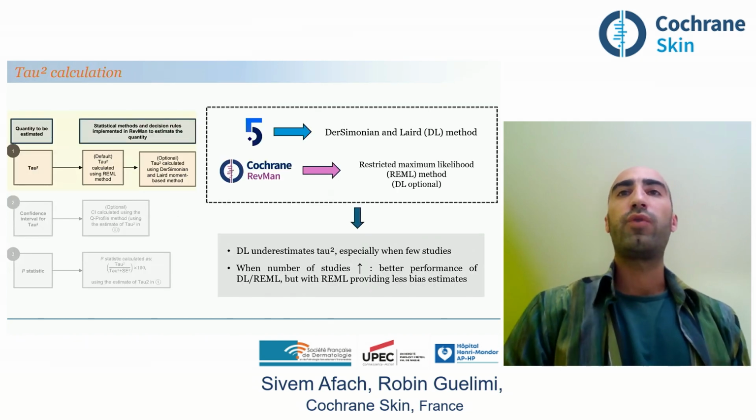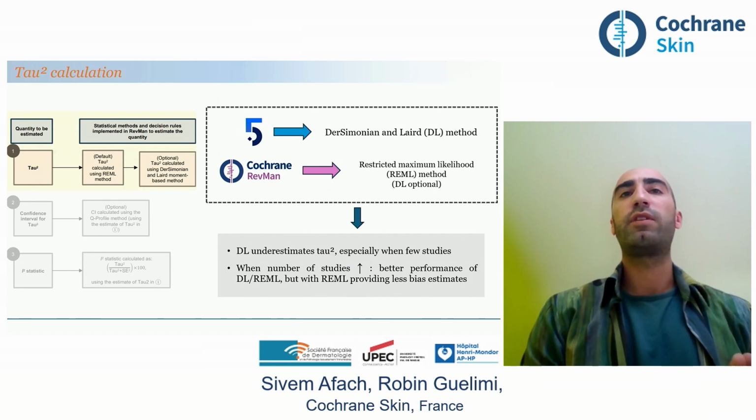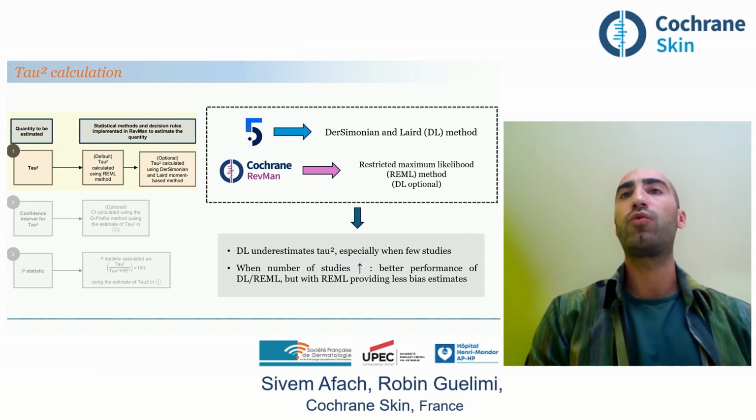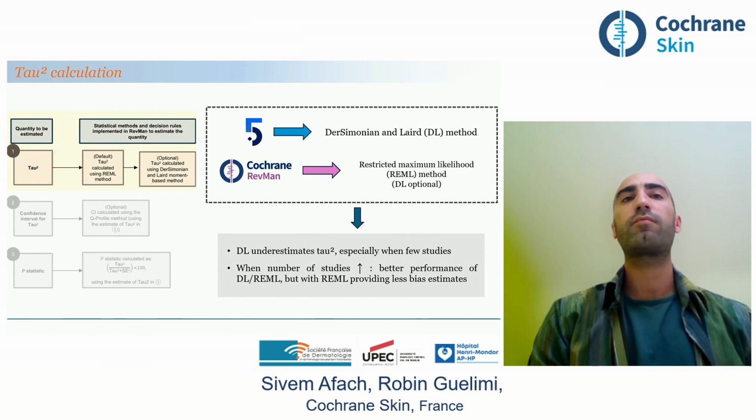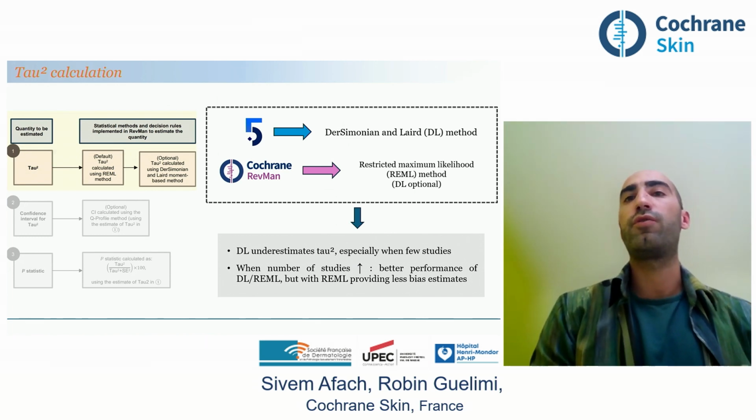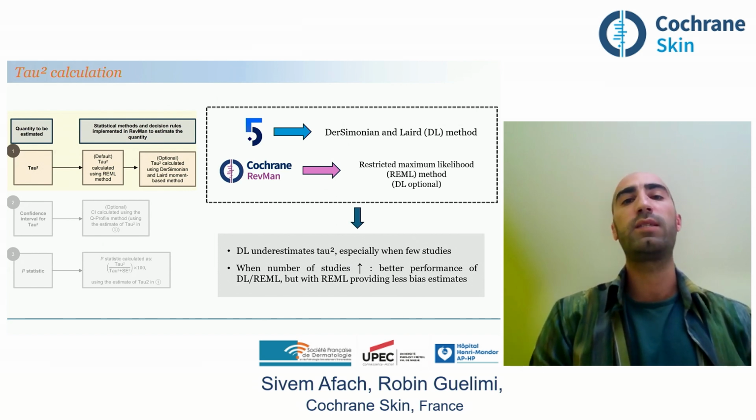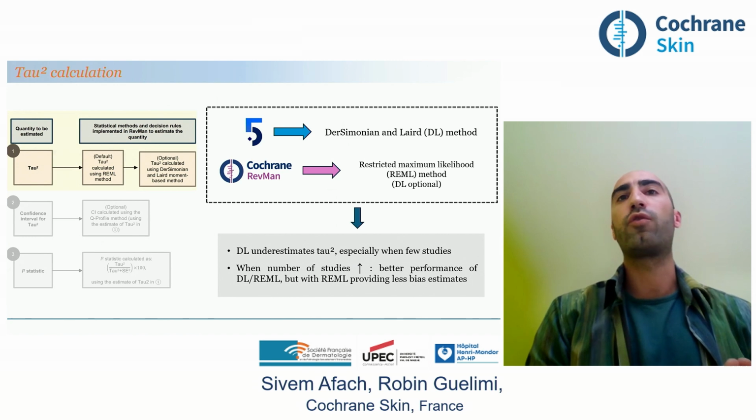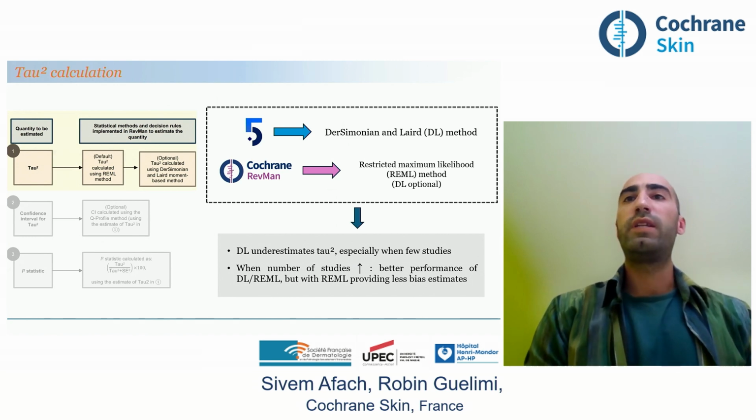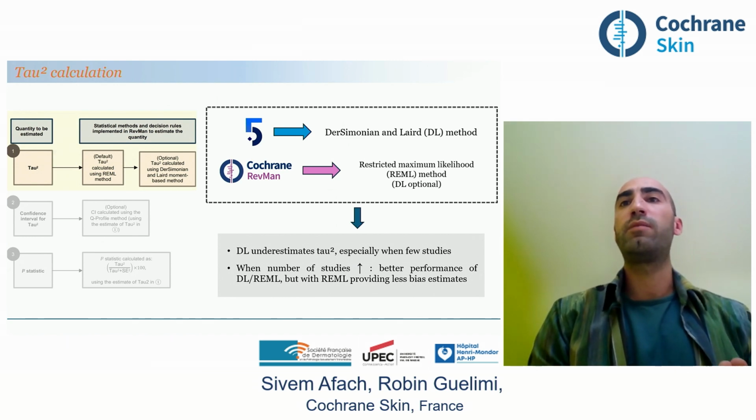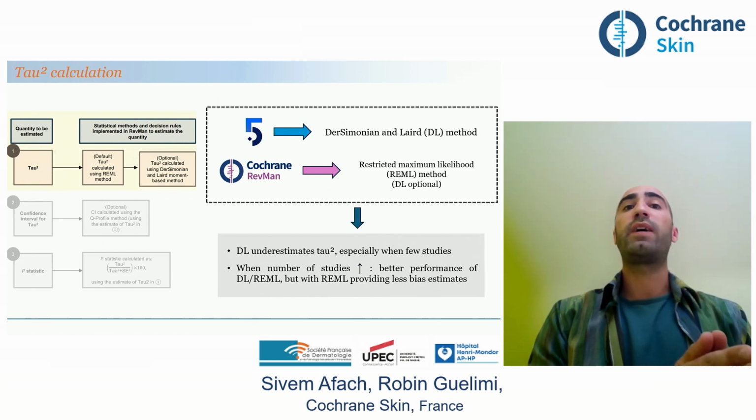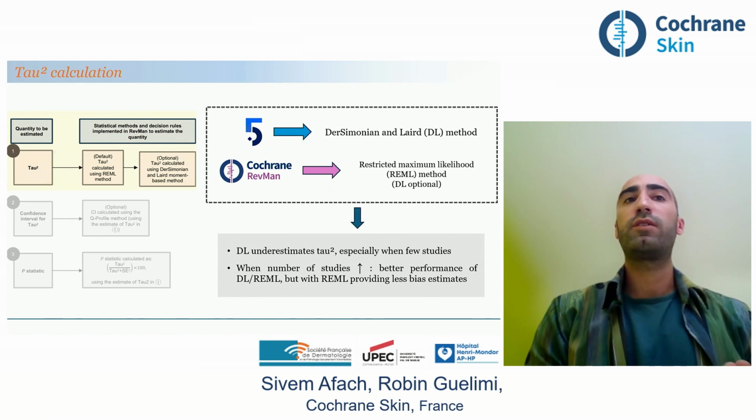Before 2024, the only method available in RevMan for the estimation of tau square was the DerSimonian and Laird method. But this method has been shown to frequently underestimate tau square, especially in the context of few studies, which is generally the case in a majority of Cochrane reviews. Recently, a new method has been implemented, the restricted maximum likelihood, which performs better than the DerSimonian and Laird method and provides less biased estimates, regardless of the number of studies.